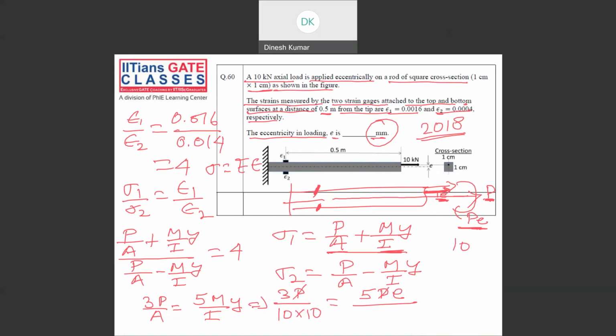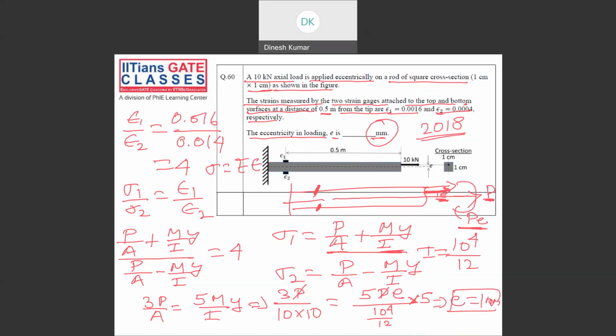So for a square cross section, your inertia will be a to the power 4 by 12. What is a? It is the side of the square and it is given as 10. So substitute here: it will be 10 to the power 4 by 12. Now what is the y value? It is 5. If you solve this, and find the E value, it will be coming as 1 mm.